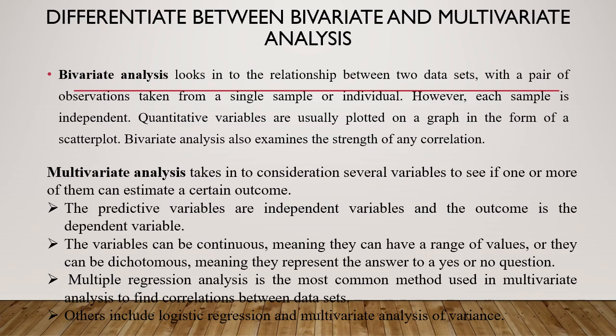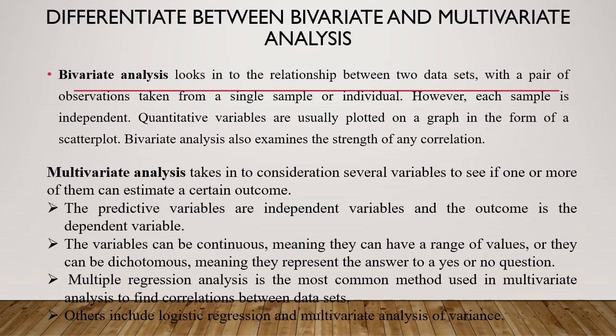On the other hand, multivariate analysis takes into consideration several variables to see if one or more of them can estimate a certain outcome, where the predictive variables are independent variables and the outcome is the dependent variable. The variables can be continuous, meaning they can have a range of values, or they can be dichotomous, meaning they represent the answer to a yes or no type of question.